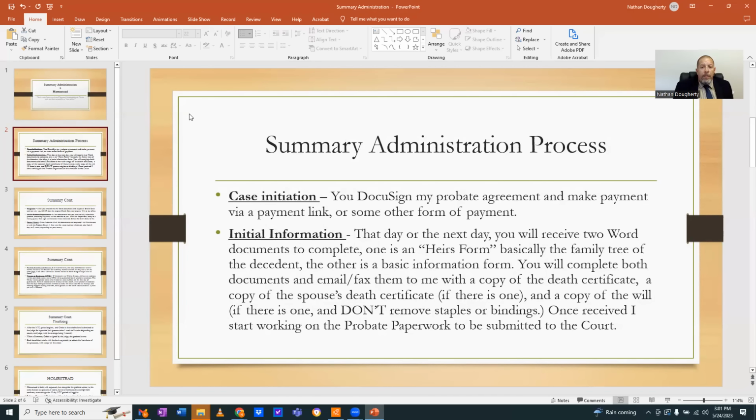Now you're going to complete both of those documents and you're going to email or fax them back to me with a copy of the death certificate, a copy of the spouse's death certificate, if there is one, and also a copy of the will, again, if there is one. Please don't remove staples or bindings from the will because that could invalidate the will. Now, once I receive all those documents, I start working on the probate paperwork that we're going to later submit to the court.